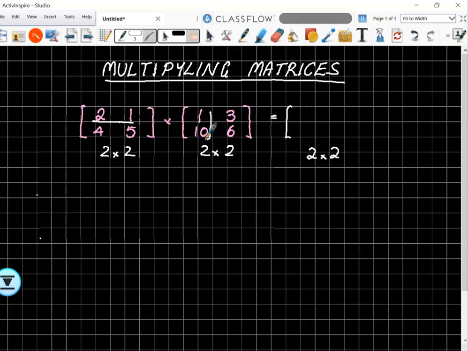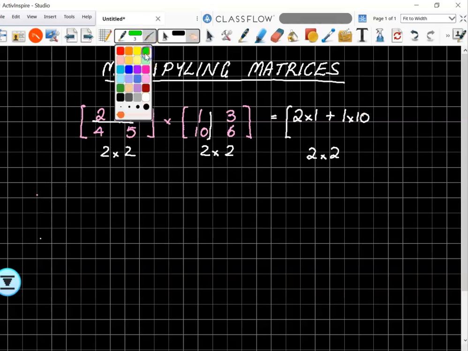So what we will do here is it will be 2 times 1 plus, anyone want to have a go? 2 times 1 plus 1 times 10, correct. I'll let you write that down.